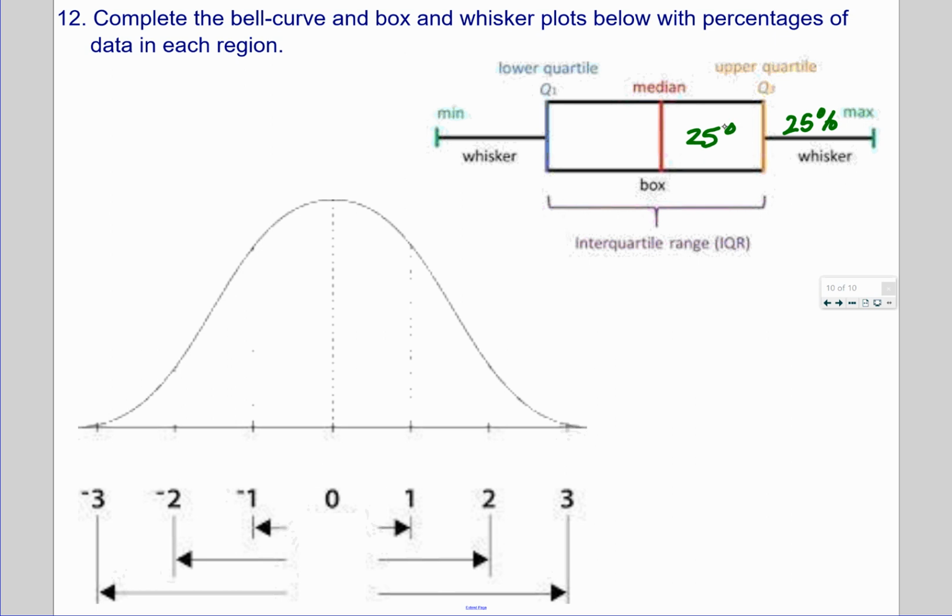So if you wanted to know what percent is in the inner quartile range, it would be 50%. What percent is in the whiskers? 50%. What percent is above the lower quartile? We could say 75%. You're just going to add up all those regions.